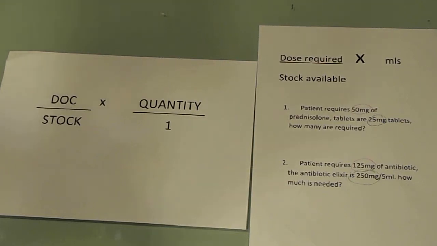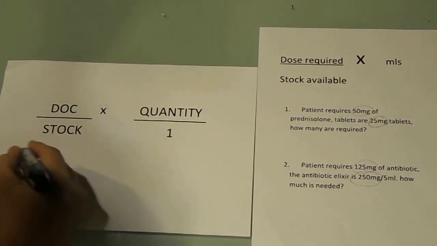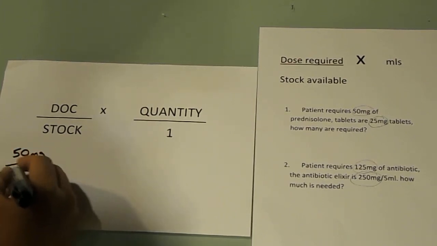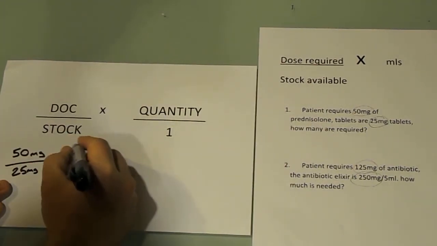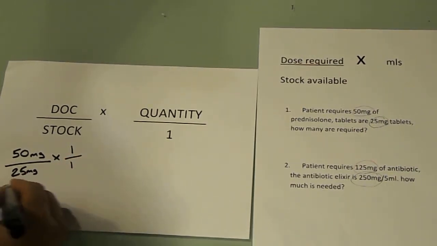The patient requires 50 mg of prednisolone. Tablets are in 25 mg. So we have our two values. What the doctor ordered is 50 mg. We have our stock, 25 mg. The quantity, we're dealing in tablets. Tablets, 1 over 1.